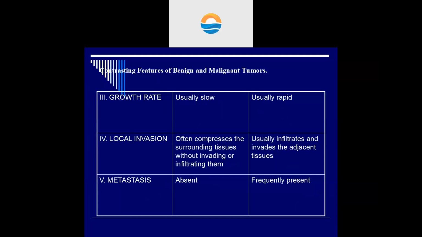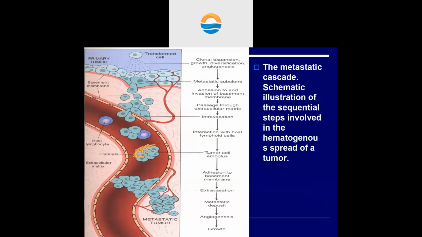Benign tumors often compress the surrounding tissues without invading or infiltrating them, and malignant tumors usually infiltrate and invade the adjacent tissue. And metastasis is absent in benign tumors and frequently present in malignancy.